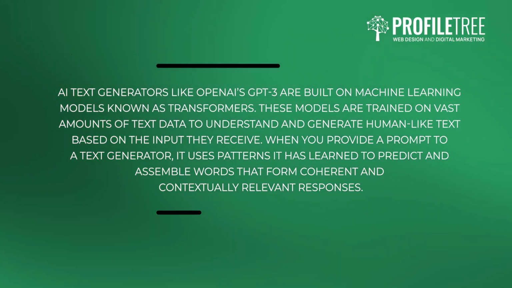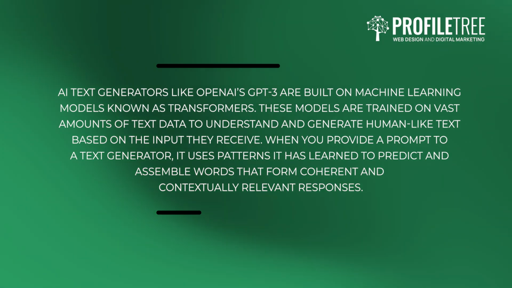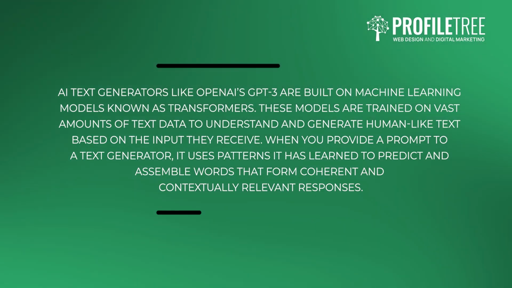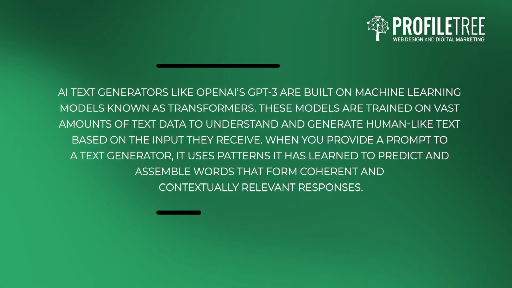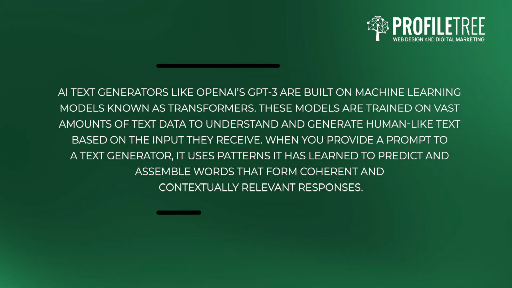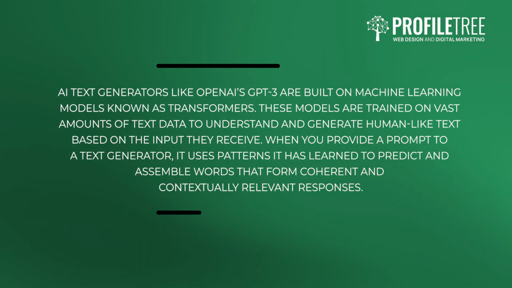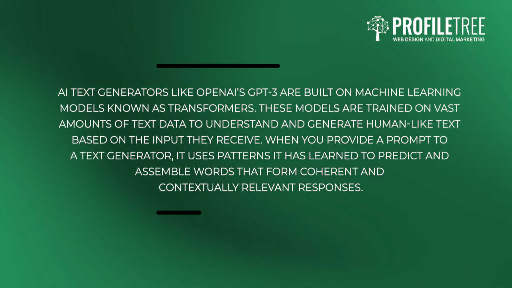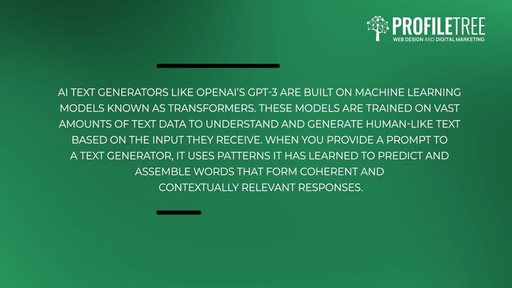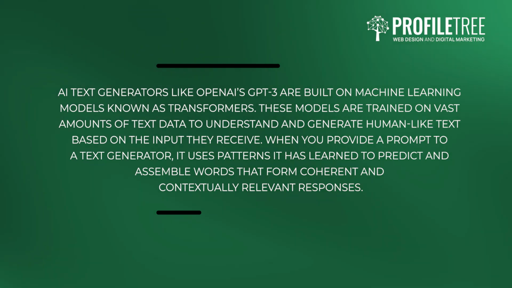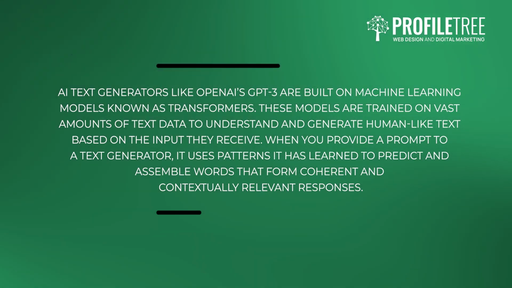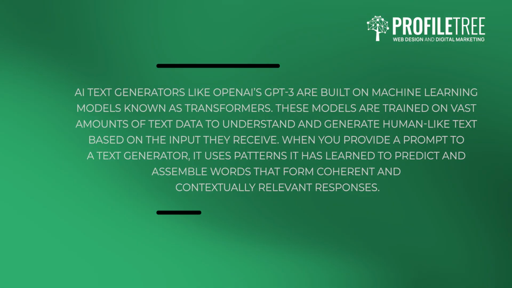Now, AI text generators like OpenAI's GPT 3.5 are built on machine learning models known as transformers. These models are trained on vast amounts of text data to understand and generate human-like text based on the input that they receive. When you provide a prompt to a text generator, it uses patterns it has learned to predict and assemble words that form coherent and contextually relevant responses.